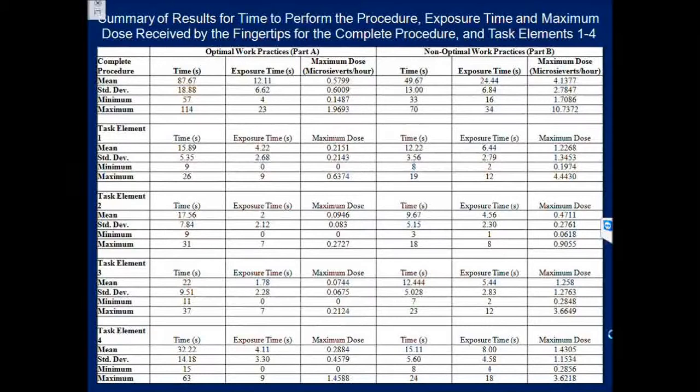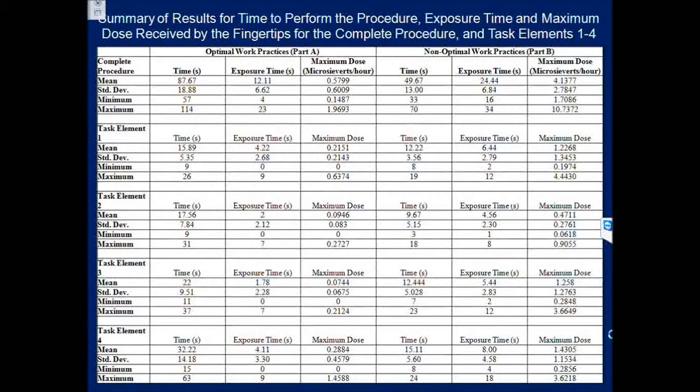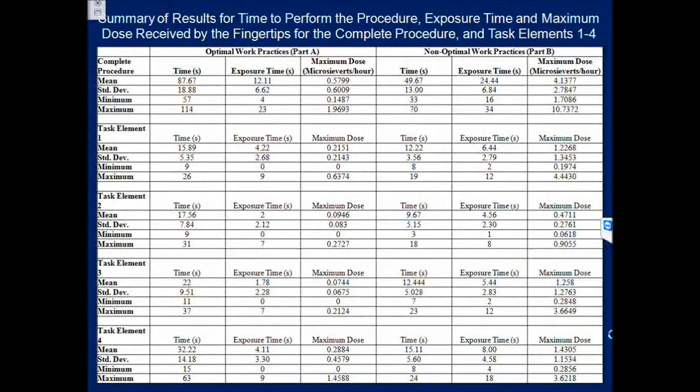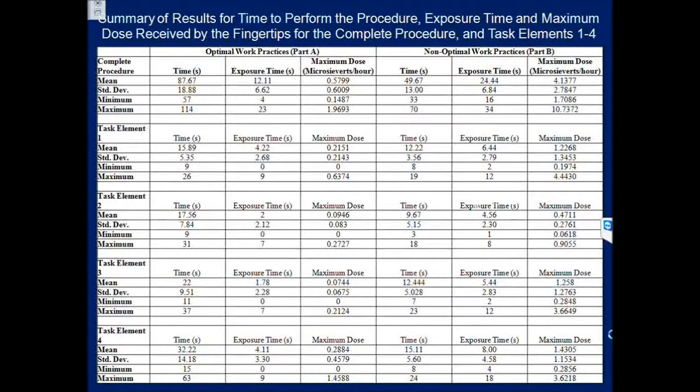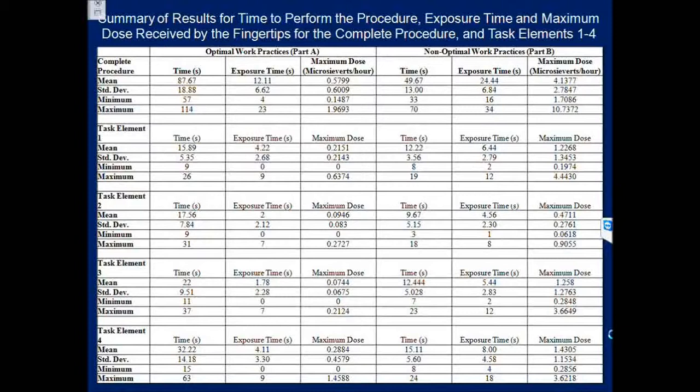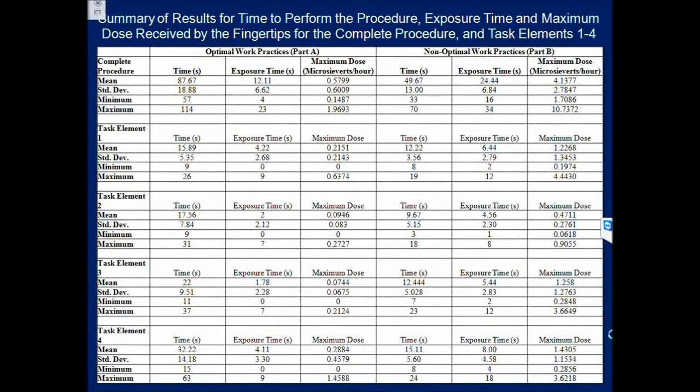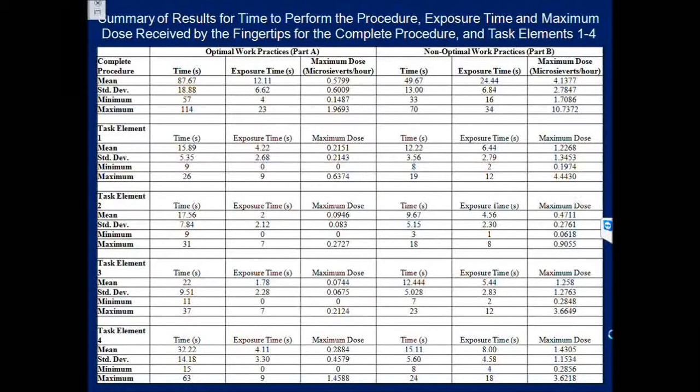When I did my analysis, I not only looked at the total procedure, how much exposure they received, and then I divided it up into different task elements. Task element 1 was when they were first putting it into a syringe shield. Task element 2 was drawing up their dose. Task element 3 was going from here to here, taking it to the dose calibrator. And task 4 was putting it into the waste container. But looking at where did they get the most exposure.